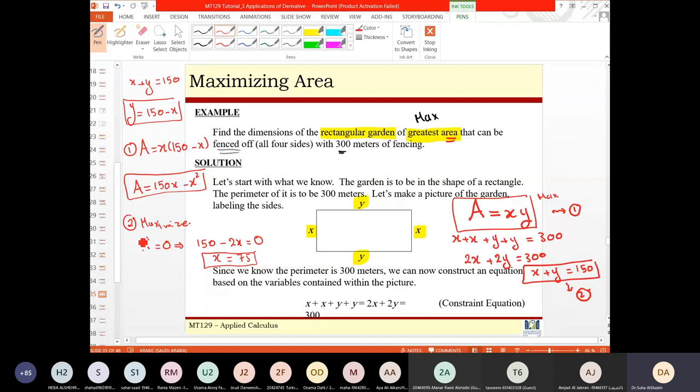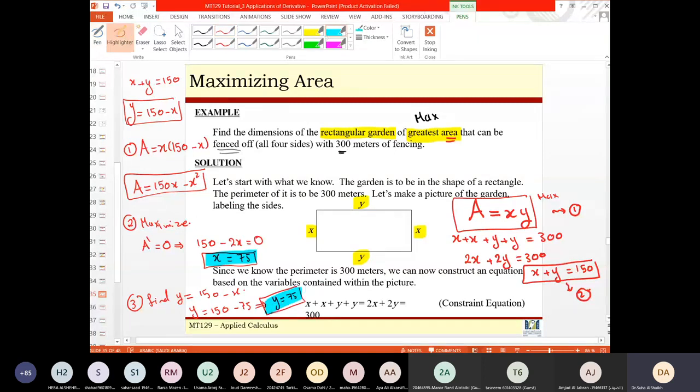This will give me an x equal to 75. Great, I got my x. Now step number 3, I need to find the y. Now I know y equals 150 minus x, and the x is 75, so the y is 150 minus 75. So this will give me that the y is equal to 75, and this will be my y. And this answered the question.